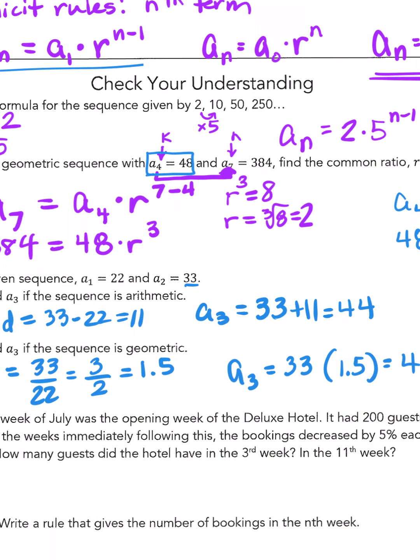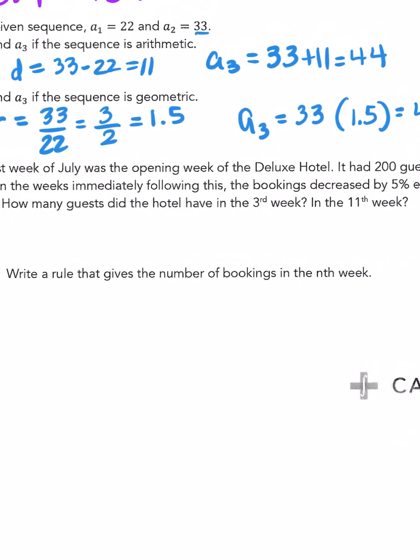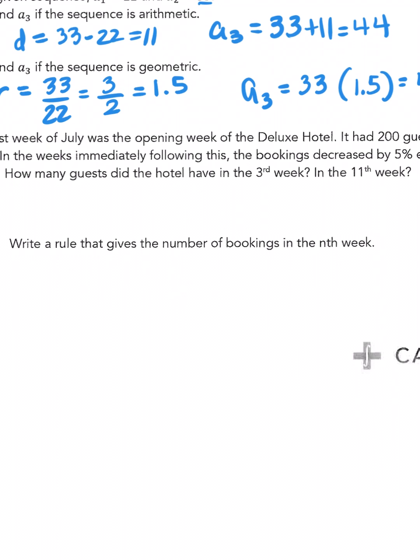Last piece here of the puzzle. The first week of July was the opening week of the Deluxe Hotel. It had 200 guests that week. In the weeks immediately following, the bookings decreased by 5% each week. How many guests did the hotel have in the 3rd week, in the 11th week, etc.? This is a little trickier a question. What is our common ratio this time?